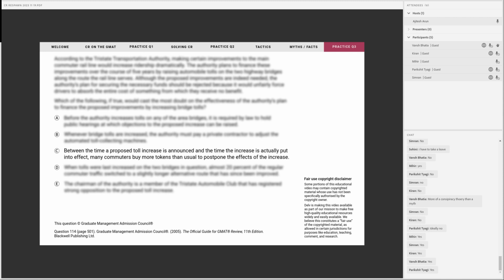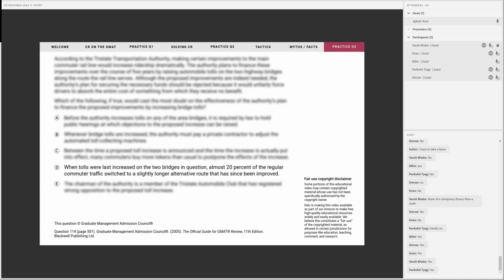Fair enough. Now, option D: when tolls were last increased on the two bridges in question, almost 20% of the regular commuter traffic switched to a slightly longer alternative route that has since been improved. Now, what are the good things about this option? 20% shifted the last time this was done, and that route has now become better. So now maybe more will shift. We don't know, right? But it seems like a pretty good option.